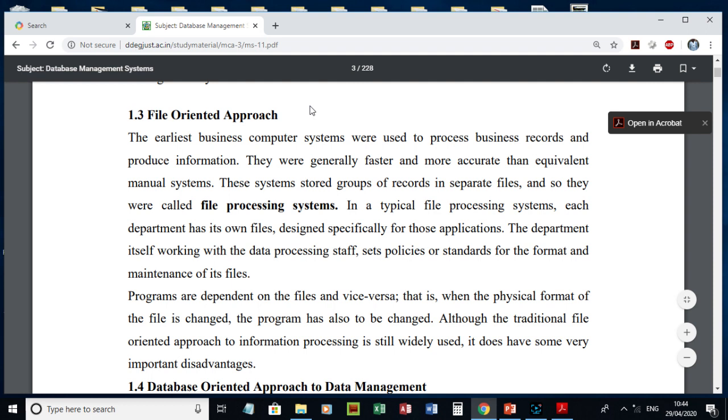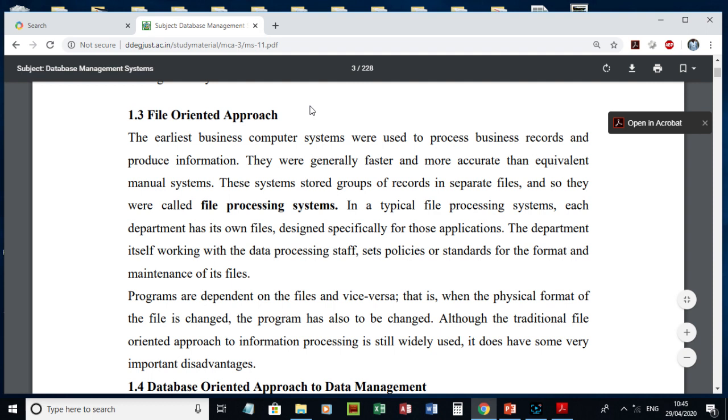So now, computer systems were faster. Even now they are still faster. These systems stored groups of records. Group of what? Records in separate what? Files. Yesterday, you remember, we had records for students, we had records for courses, we had records for prerequisites, and we had records for the results as well, that were used to process diplomas and other certificates.